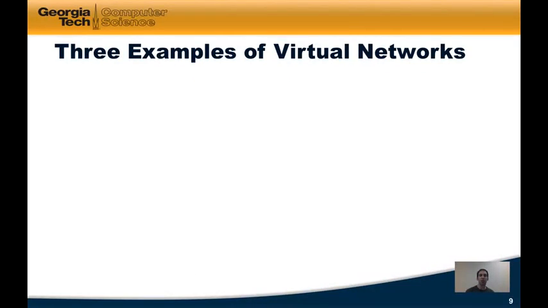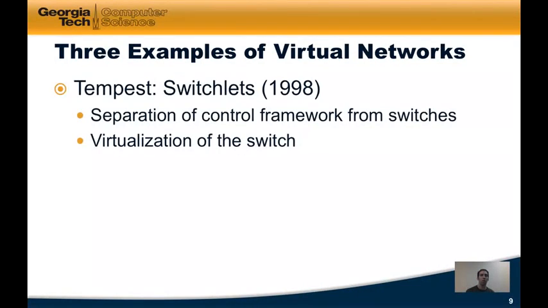So in the rest of this lesson, we will explore 3 different examples of virtual networks. One is the Tempest architecture, or switchlets, which dates back to the late 1990s. And some of the ideas that came out of switchlets are the separation of the control framework from the underlying switches themselves, as well as the ability or capability to virtualize the underlying switch hardware to provide the appearance of multiple virtual switches.